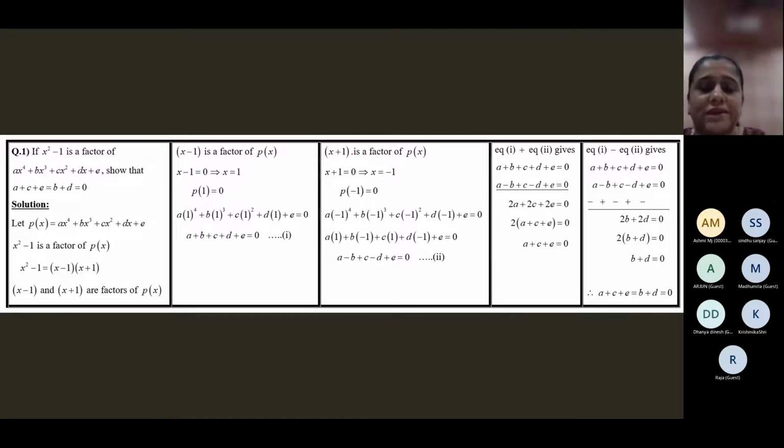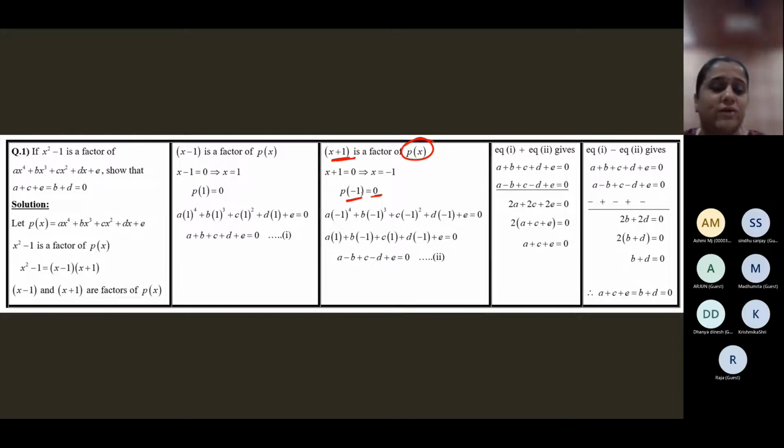Yeah, children. So now the next factor, x plus 1. X plus 1 is a factor of p of x. So again, x plus 1 is equal to 0, so x is equal to minus 1. But since x plus 1 is a factor of p of x, we know that p of minus 1 will be equal to 0. When you divide p of x by its factor x plus 1, the remainder will be 0.